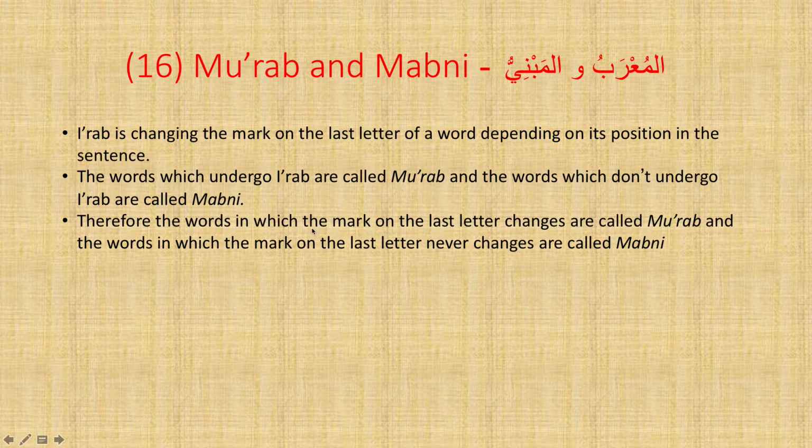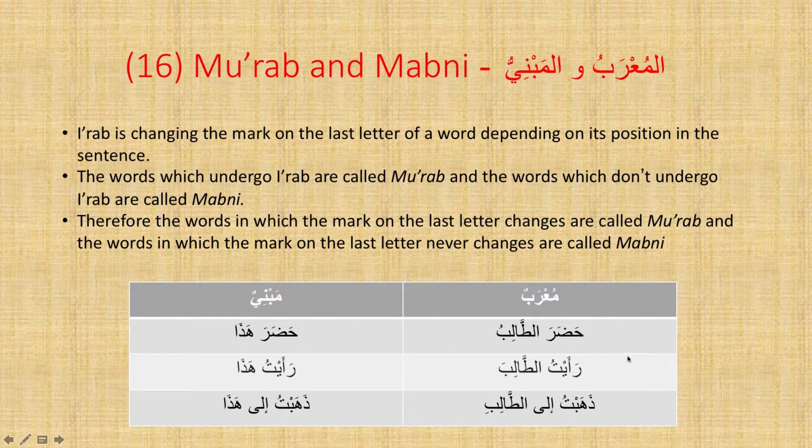So therefore the words in which the mark on the last letter changes are called mu'rab, and the words in which the mark on the last letter never changes are called mabni. So let's look at this table. In this column we have a word which is mu'rab. The word which is mu'rab in this column is الطالب. حضر الطالب، رأيت الطالب، ذهبت إلى الطالب. Notice that the mark on the last letter changes depending on its role in the sentence and its position in the sentence.